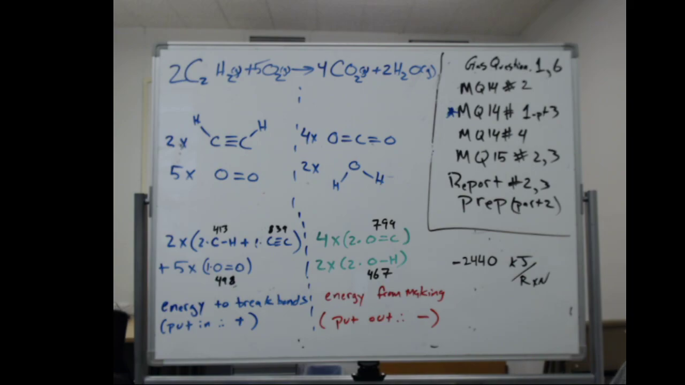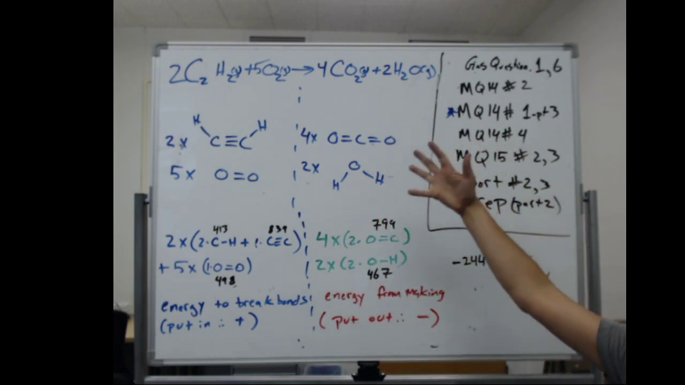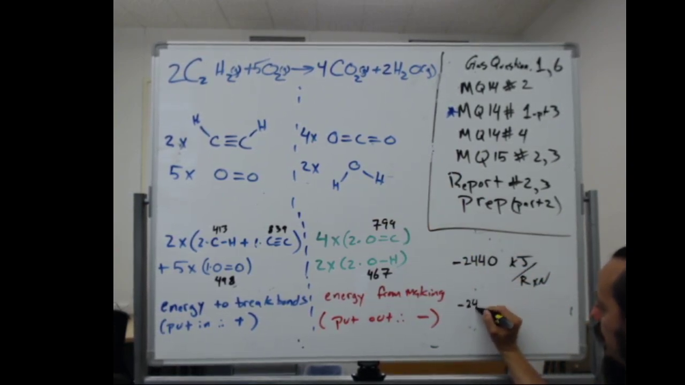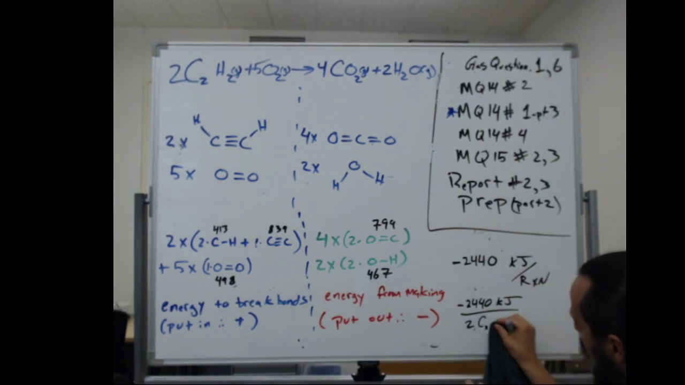Now, that process should work for mastery question set 14, number 4, mastery question set 15, question number 2 and question number 3. All 4 of these problems are really the same process. And once we get this to -2440 kilojoules for every 2 moles of C2, I forgot to write moles.